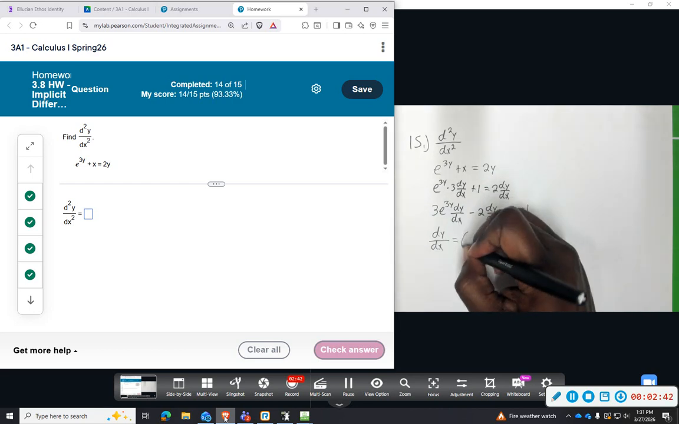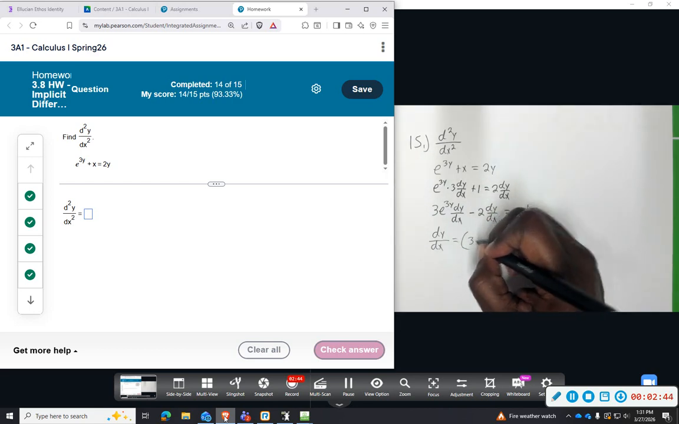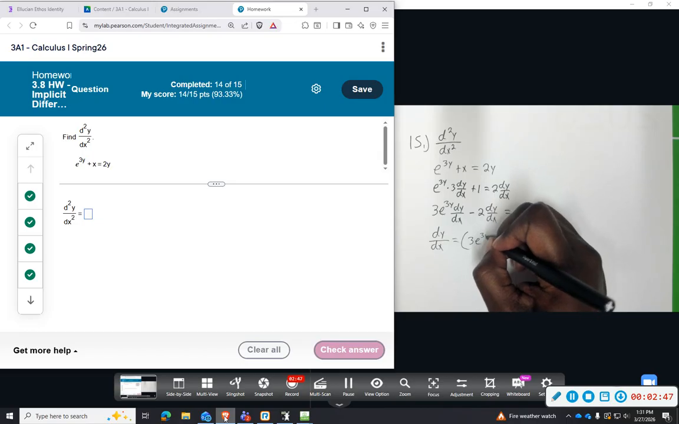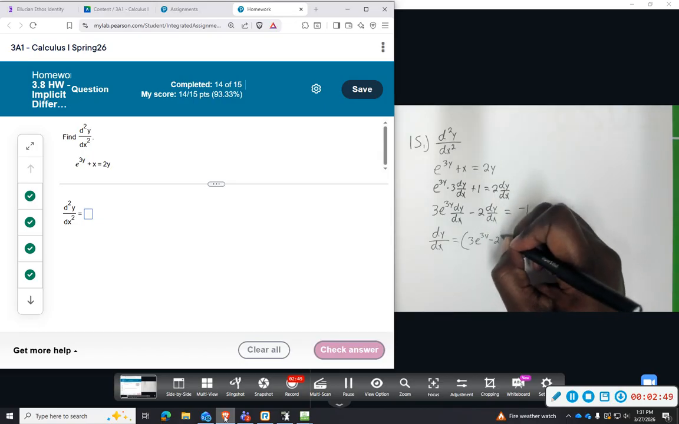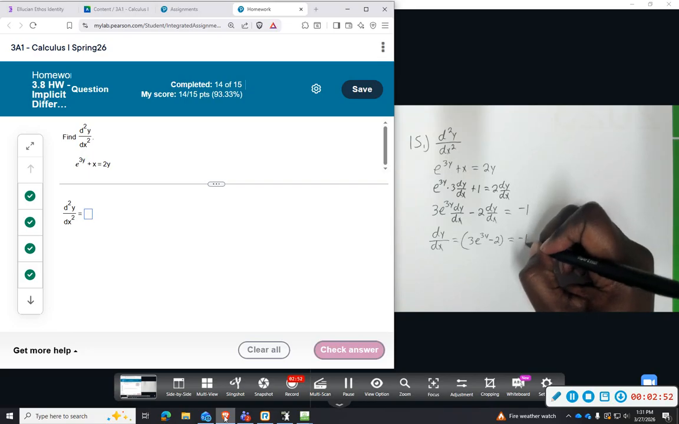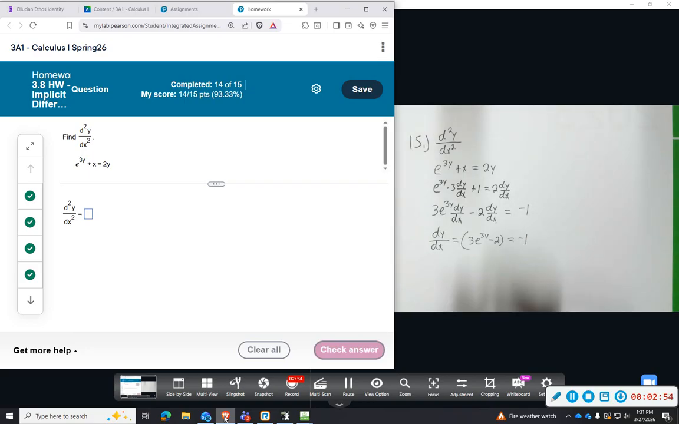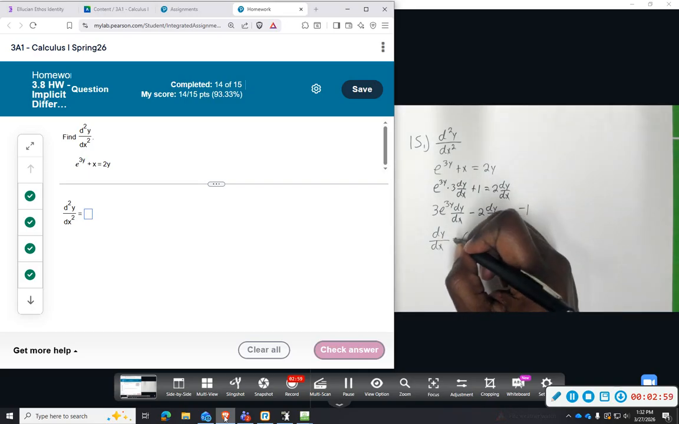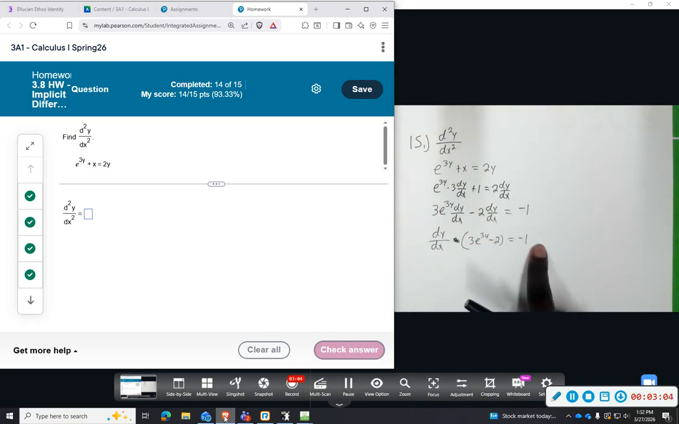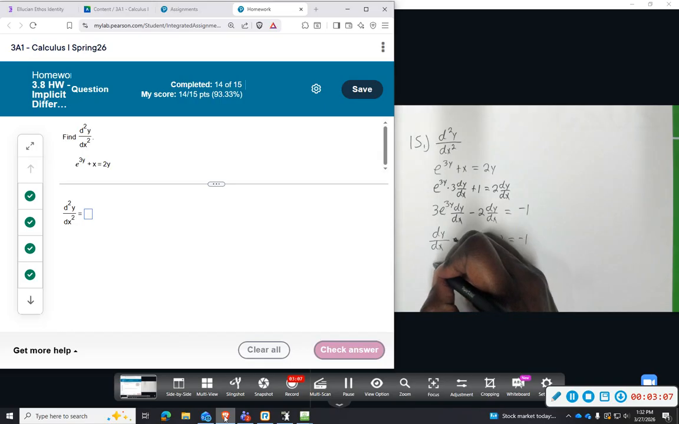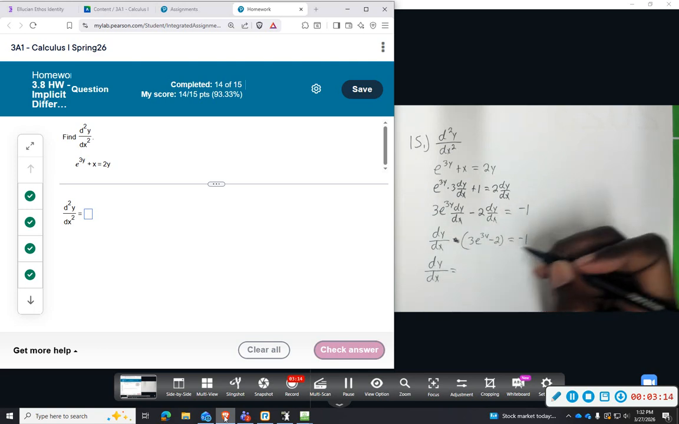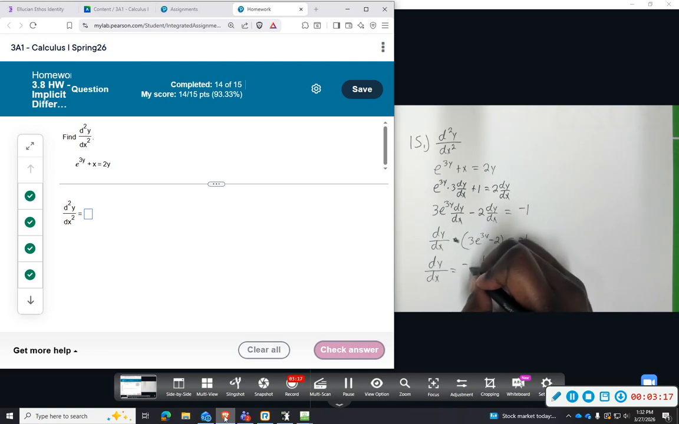And then in parentheses, we'll be left with 3e to the 3y minus 2 times dy dx equals negative 1. And then we'll divide by this. I don't know why I put equal. This is times. Okay, just factoring it out. We'll divide by this, and that'll give me dy dx. So my first derivative is negative 1 over 3e to the 3y minus 2.